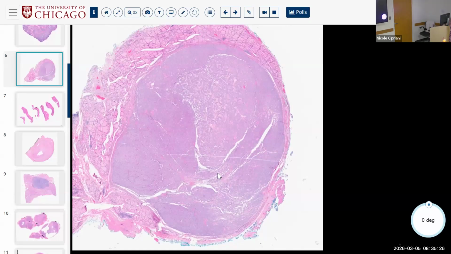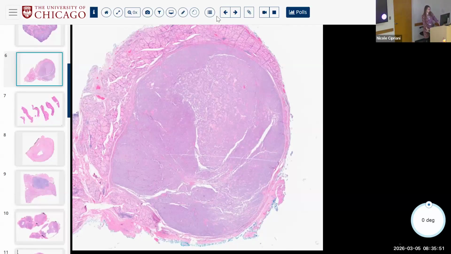It looks like it's well encapsulated, with big pushing borders. Yeah. So that's what you want to notice on low power, right? You want to notice the borders. So in the absence of overt low power invasion, yes, we always have to go on high power and see if there can be anything. However, in the absence of invasion, you are limited in the kinds of cancer diagnoses you can make.